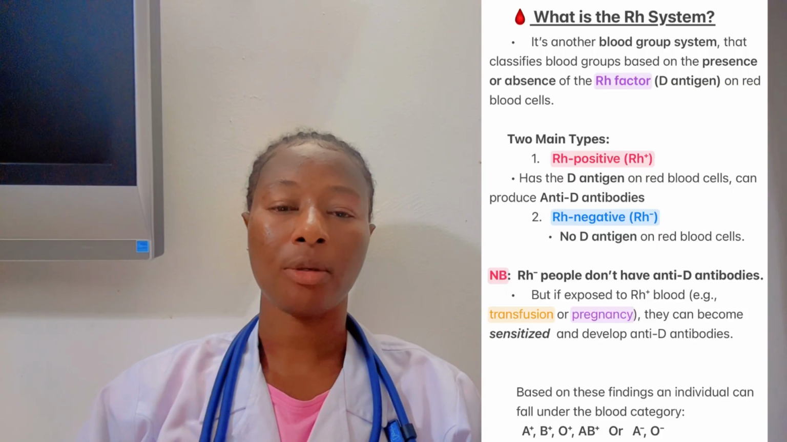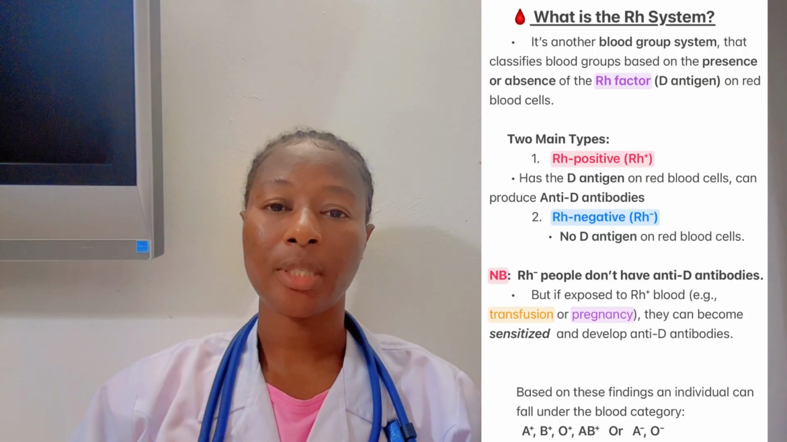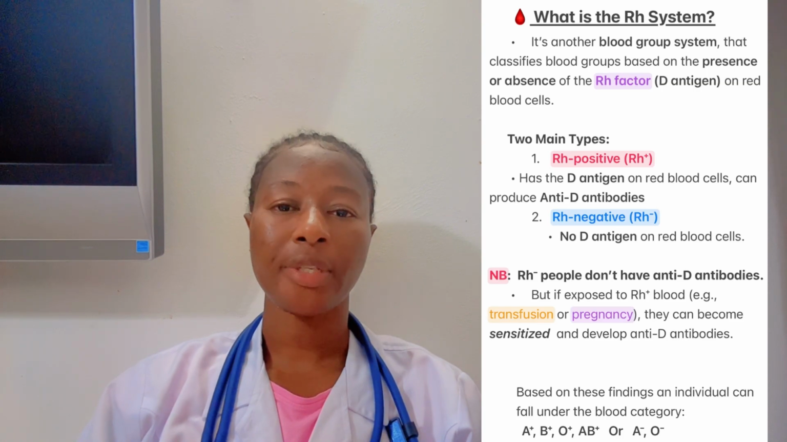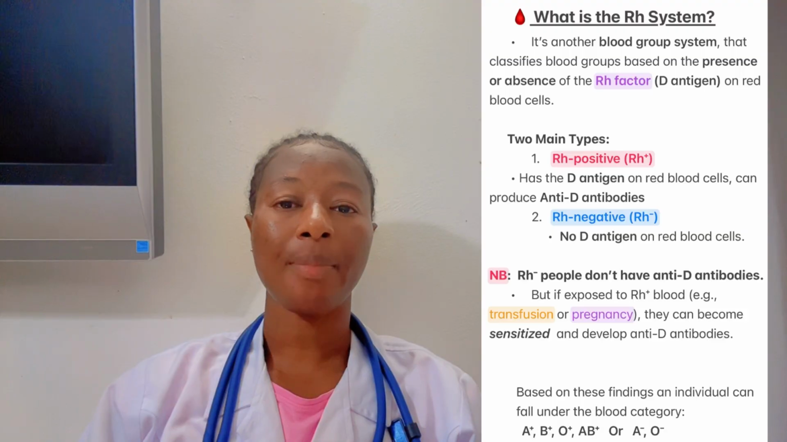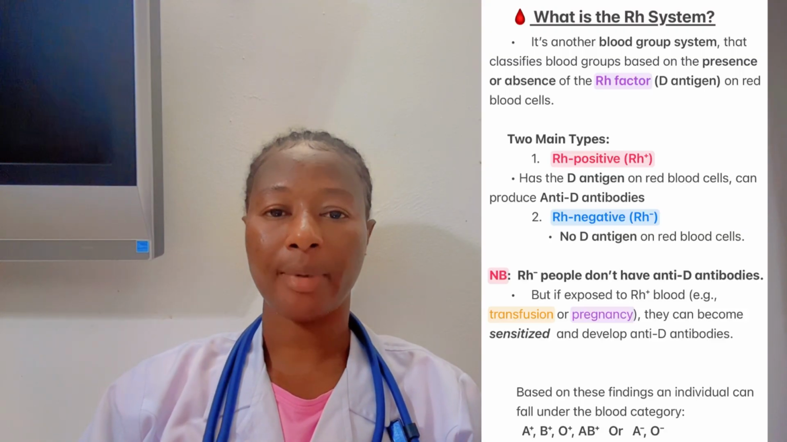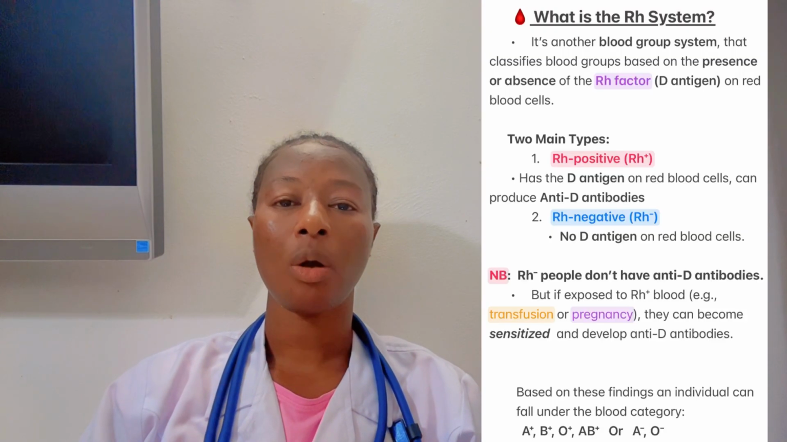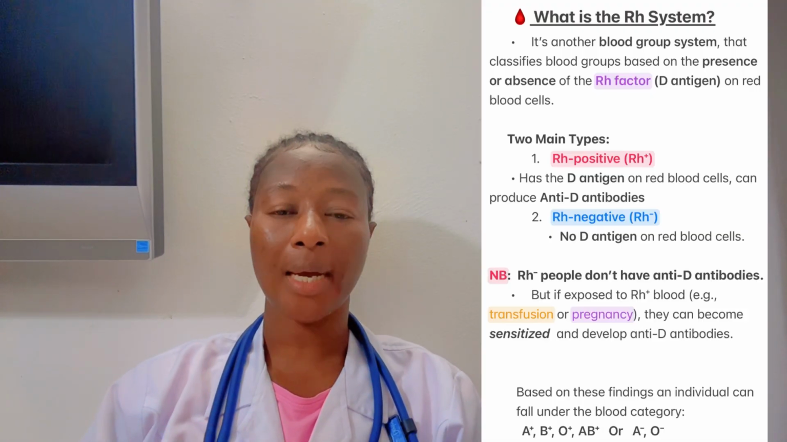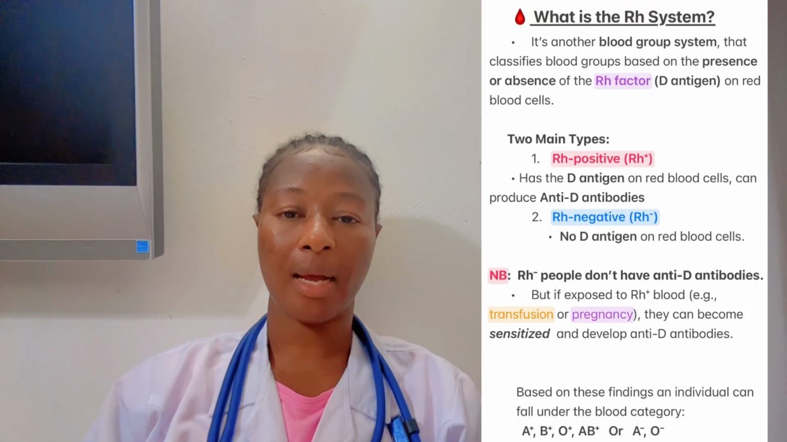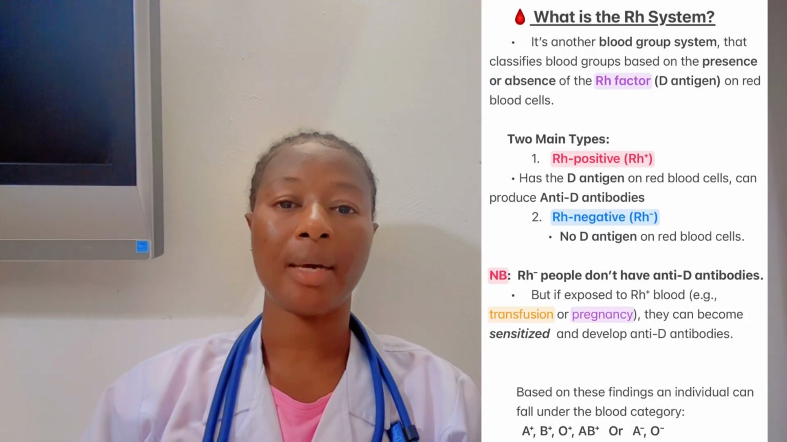Now, coming to the Rh factor classification. Based on the Rh factor, we can have blood group positive or blood group negative. Rh positive means that there is presence of D antigen on the surface of red blood cells. And this means there can be antibodies known as anti-D antibodies against this antigen. When there is Rh negative, it means that there is no antigen D on the surface of red blood cells.